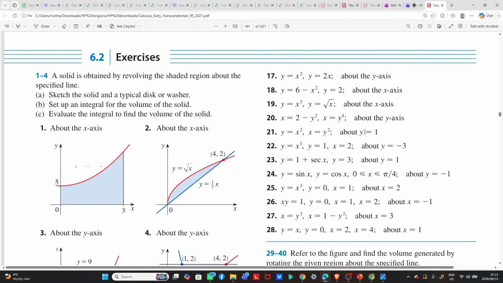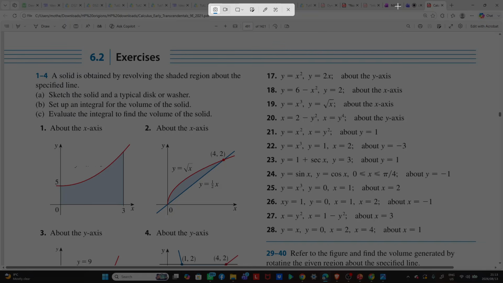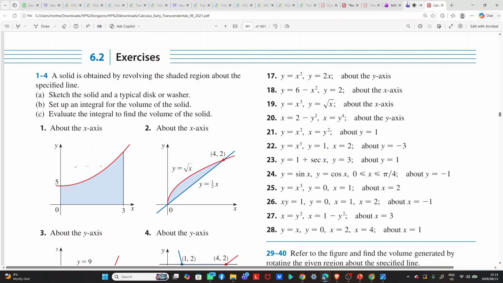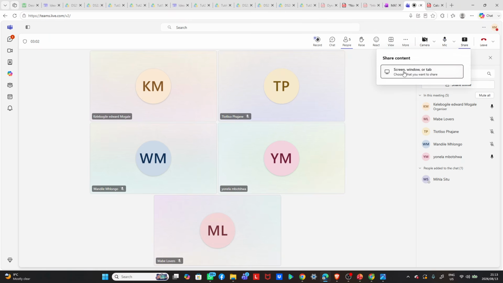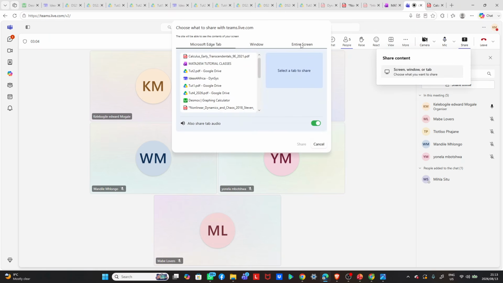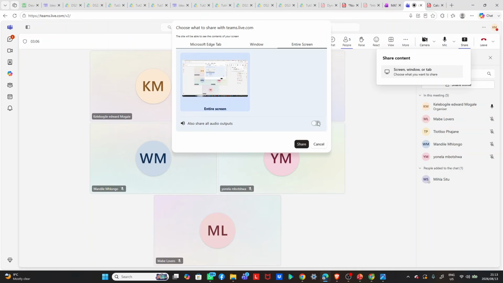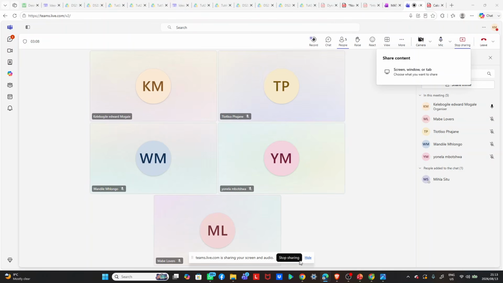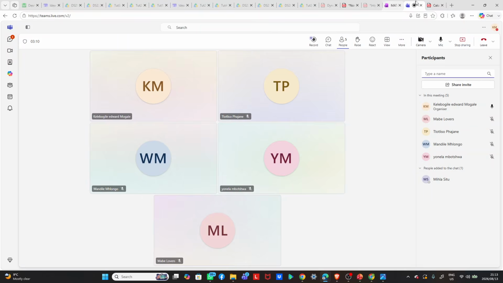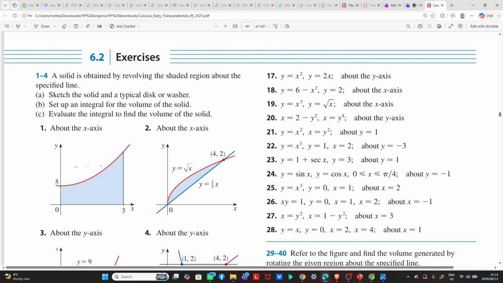How? Let's see that. I cannot see the screen. Oh, you don't see the screen. I technically forgot to share. Thank you for letting me know that.